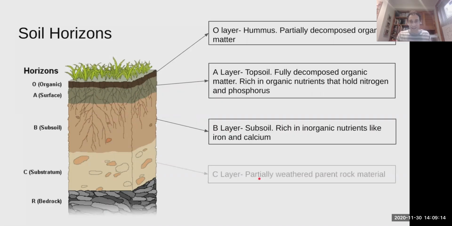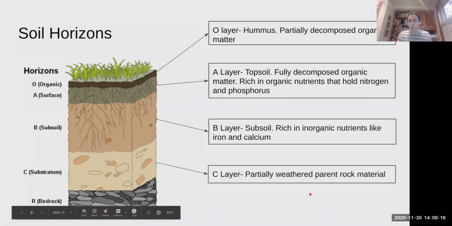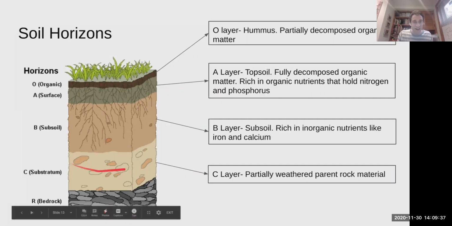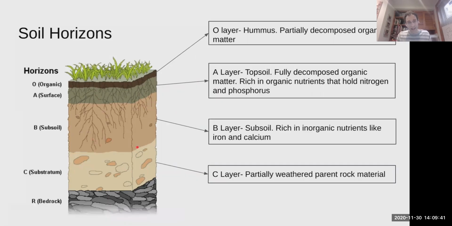Then you get into the C layer, and that's partially weathered rock material. These are going to have chunks of rocks. And as they continue to weather, that C layer starts to become the B layer. But those rocks are not fully broken down yet. Much like the O layer, the organic matter isn't fully broken down, so it's not the A layer yet. The C layer isn't fully weathered, so it's not the B layer yet.